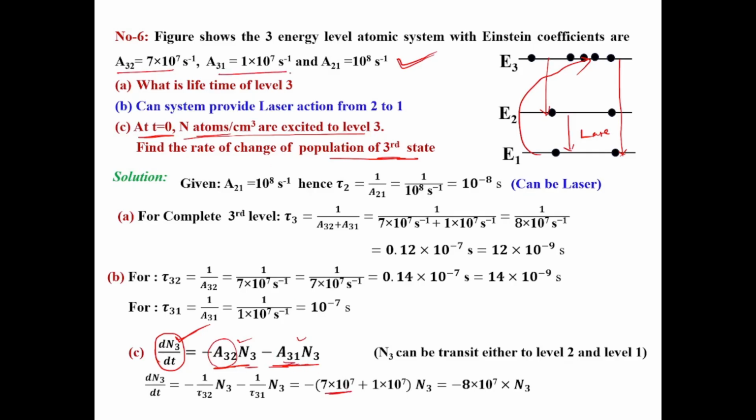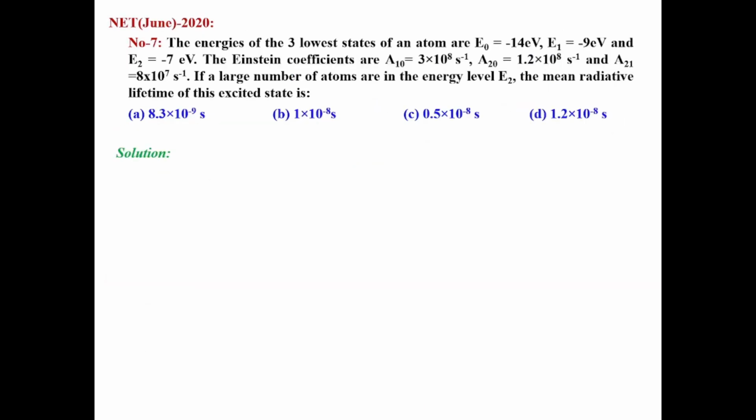A31 is given as 1 into 10 to the power 7. N3 is not given, so as such it will be there. So the answer will be this one. Okay, now we are going to go for the next question.